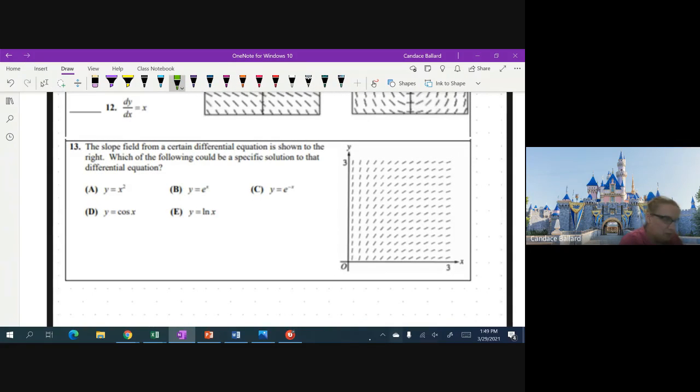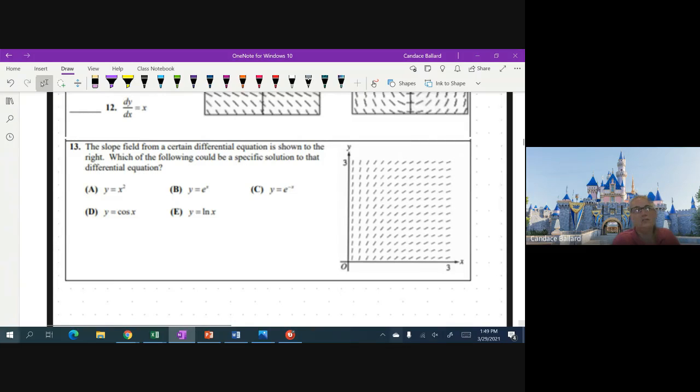Slope fields, certain differentials shown at the right. Which of the following could be the specific solution for that differential equation? All right, so what we probably need to do here is pick a point and then look at the derivative at that point, because this is a graph of the derivatives, okay? So probably what I would do is take the derivatives, and if I know what my graph looks like, then I can eliminate based on that.